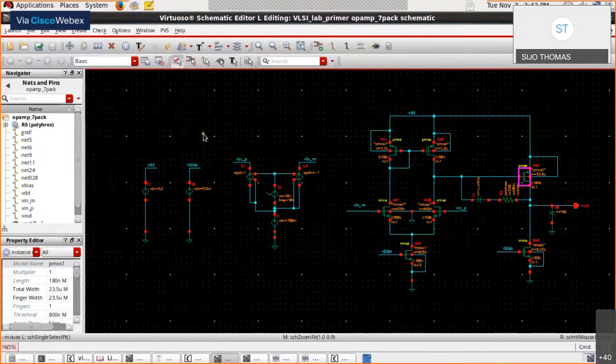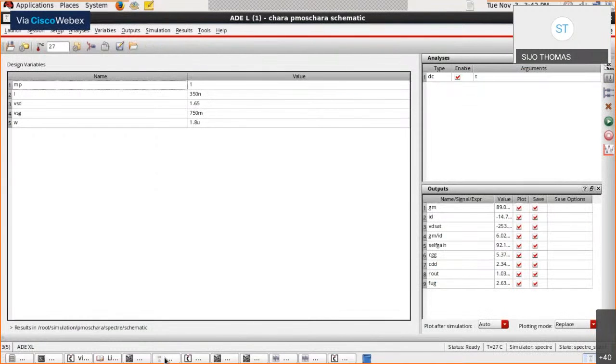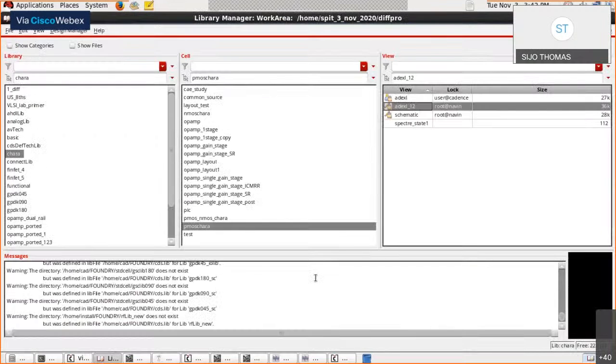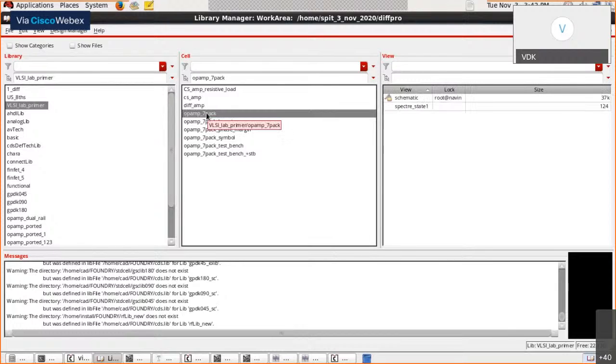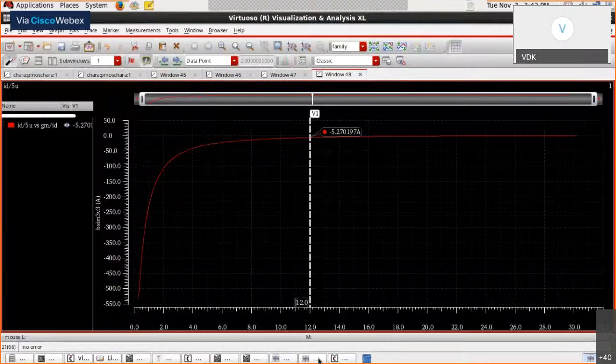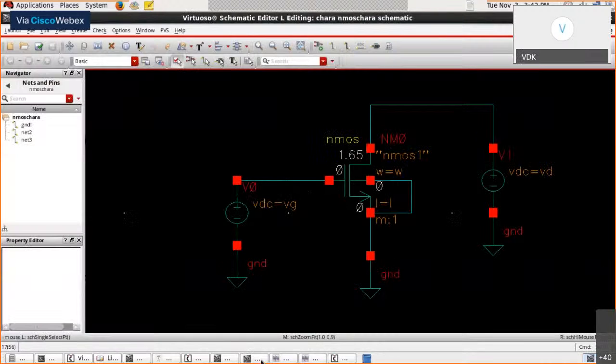Okay, so now you can go to the simulation. Sir, anything you want to add? Yes, you have to calculate the zero nulling resistance. So for that, first carry out a DC operating point analysis.